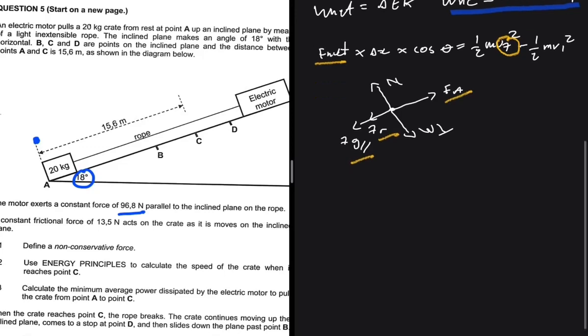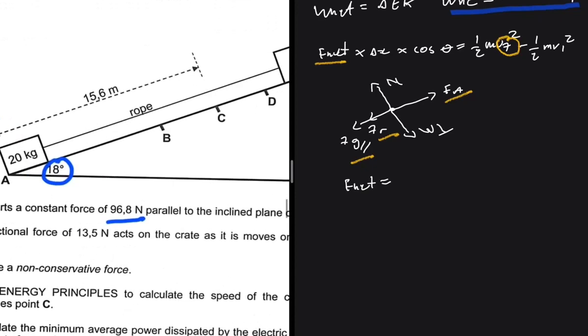So we are interested in the force applied by the electric motor, frictional force, and FG parallel. If we find the net force, we're going to get the net force equals the force applied, which is 96.8, minus the forces that are opposing: frictional force, that is 13.5, minus FG parallel. FG parallel is mg sine of theta. If we substitute that in our equation, the mass is 20 kg, the acceleration is 9.8, multiplied by sine of 18 degrees.